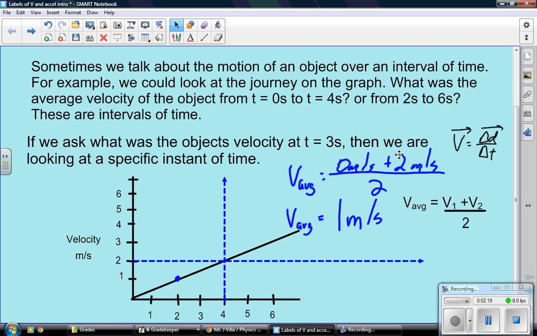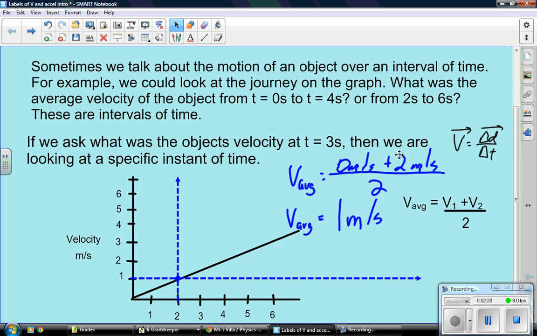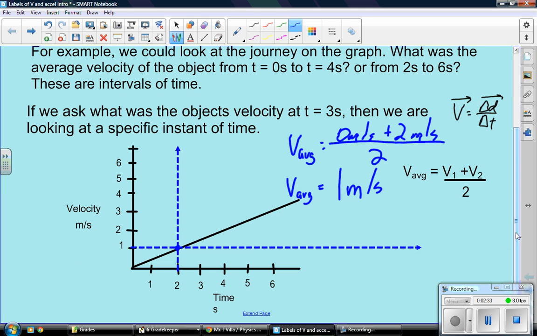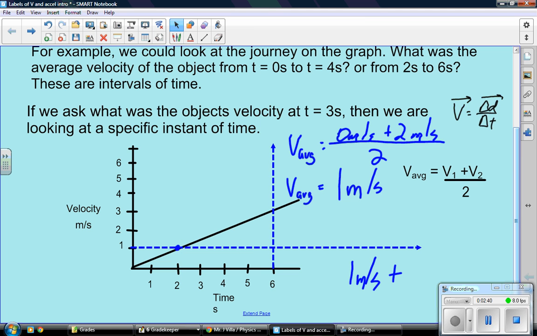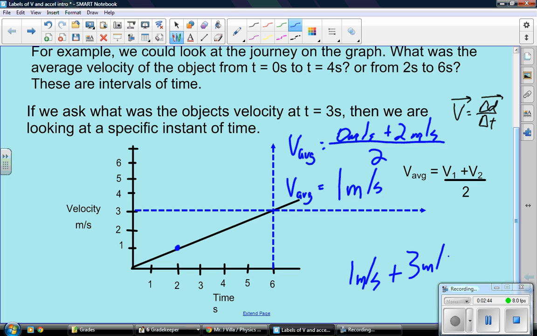from 2 seconds to 6 seconds. So at 2 seconds, the velocity is equal to 1 meter per second, plus, at 6 seconds there, it's equal to 3. Divide that by 2, and you're going to get that the average velocity is 2 meters per second.